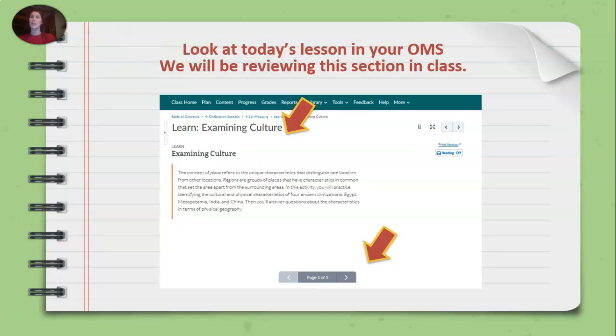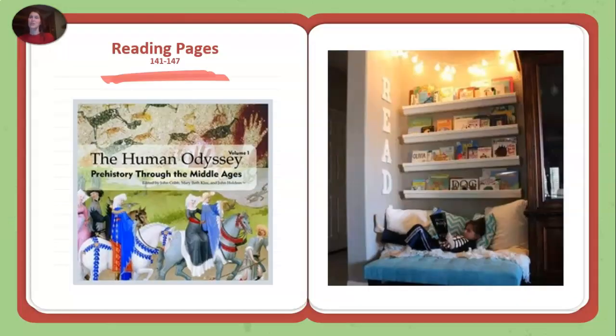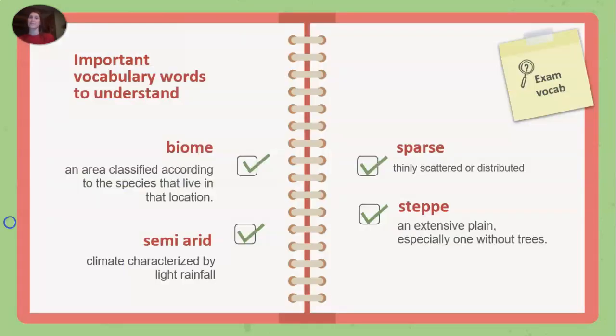And then also today during class, we're going to look at a lesson in your OMS, examining culture. So please make sure that you do have your OMS logged up and ready to go. You have your student guide book and you have your reading book ready for class today. So again, just to recap, your reading pages 141 to 147.